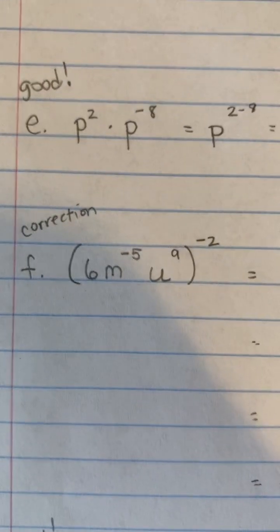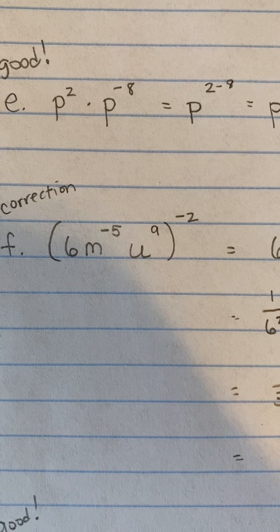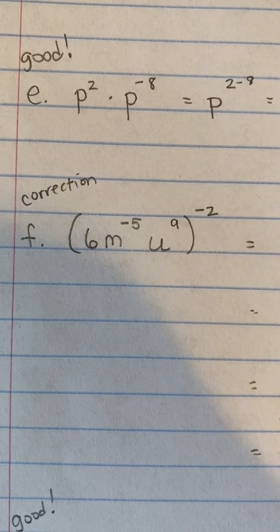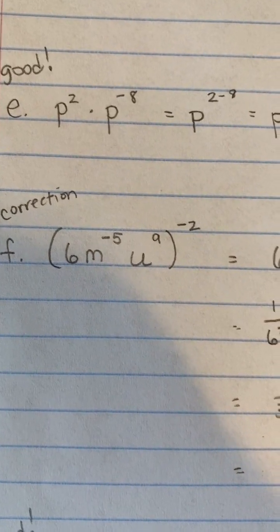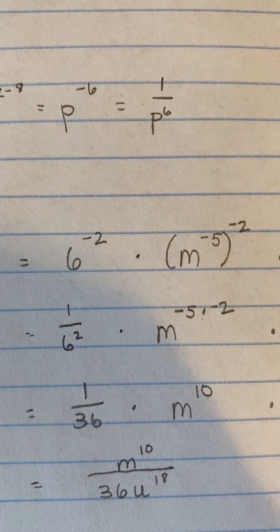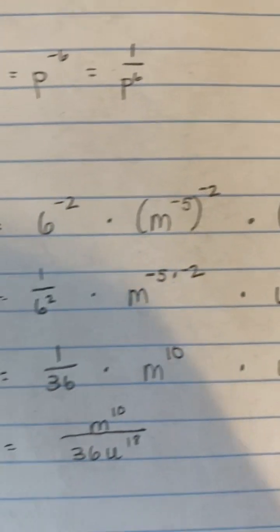Where's F? Here's F. Okay, so this is 6 times m to the negative 5 times u to the 9th, all in the parentheses, and those are taken to the power of negative 2. And so I'm going to break them apart. So I have 6 to the negative 2, m to the negative 5th to the negative 2, and u to the 9th to the negative 2.